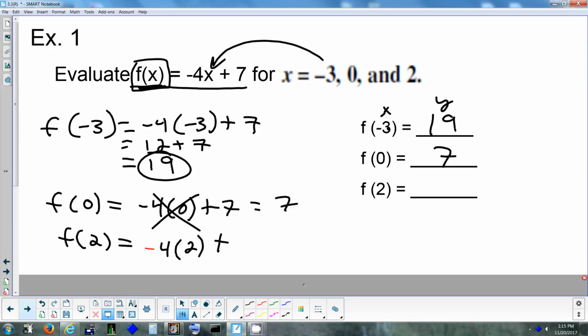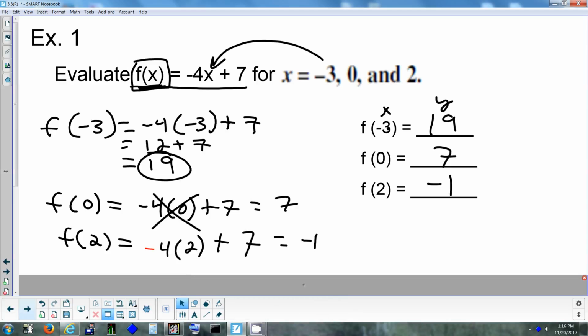Plus, oh yeah, plus 7. And then it's negative 8 plus 7. What's the answer to that? Negative 1. Good. Very good. Nice job. So this last one says the value of the function, if you plug in 2 for x, is negative 1. Okay.